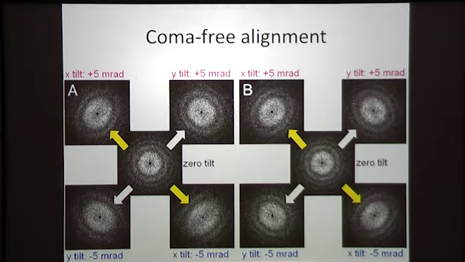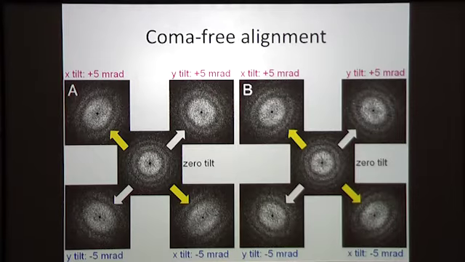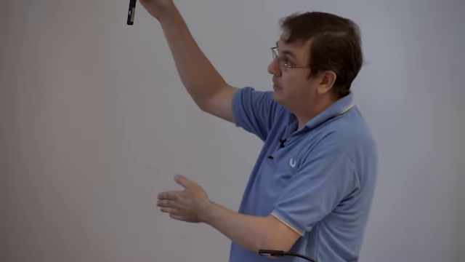With the white arrows, you have a tilt along the y-axis, plus and minus 5 millirads. And you can see from the ring shape that those two FFTs look different. So that means the focus is different when you tilt in the y direction. The same thing along the x-axis. Those two images are different. It means that we're not getting two symmetric images because the beam is not going down the optical axis.